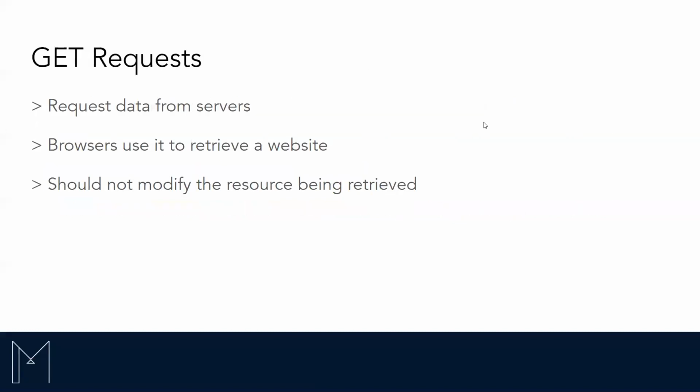So first of all, let's go over GET requests. So what are GET requests? Well, GET requests are the type of request that gets data from servers. Most browsers use it to retrieve a website, retrieve the HTML data, the JavaScript, the CSS, but this type of request should not modify the resource being retrieved.